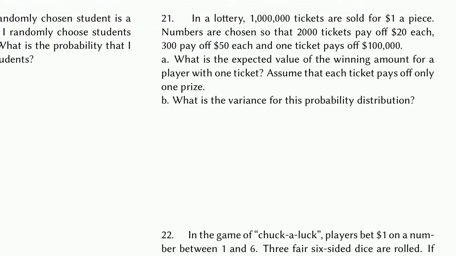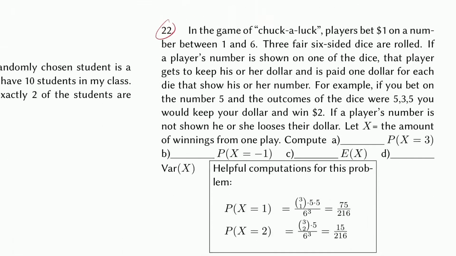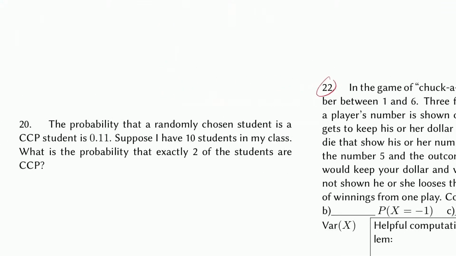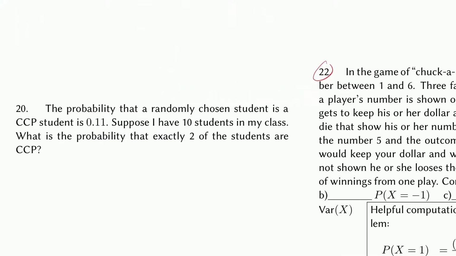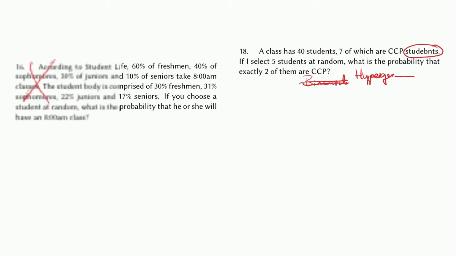I know for sure, here we have expected value and variance. Another expected value, although you had this on one of your quizzes, so you're familiar with that one, I guess, sort of. 10 students, what's the probability that 2 of them? Oh, this one is binomial.